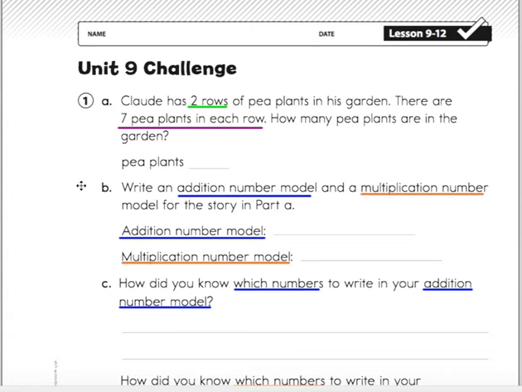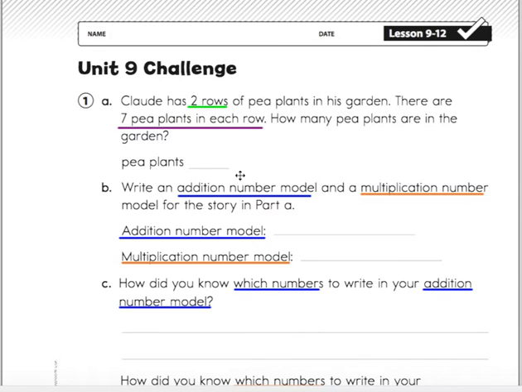Okay, we're on our challenge. Yay! A. Claude has 2 rows of pea plants in his garden. There are 7 pea plants in each row. How many pea plants are in the garden? Okay, so let's do this. You can draw this out. Can you draw me 2 rows? Remember, row, row, row your boat. And now there's 7 pea plants in each row. Put 7 pea plants in each row. How many pea plants are there all together? Count them all. Put your answer right here.